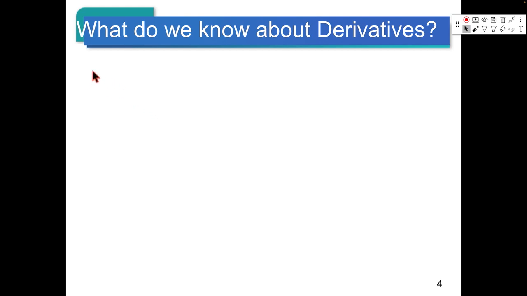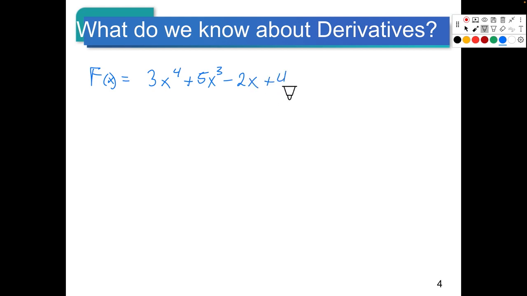So let's start with the function. I'll try to stick with the notation. We'll call this big F of x: 3x to the fourth plus 5x to the third minus 2x plus 4. Okay, and what we want to do is get the derivative of this function. Just walk with me as we do this together, and this shouldn't be too much of a challenge.